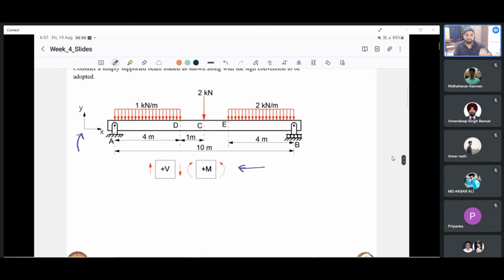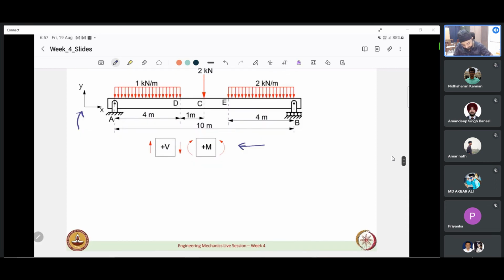First, what are the key points we need to find? Key points: A and B represent the supports. We have a uniformly distributed load that ends at D, so D becomes a key point. C also becomes a key point because a load is applied at C. Then E also becomes a key point.